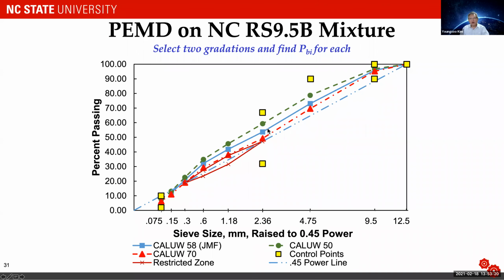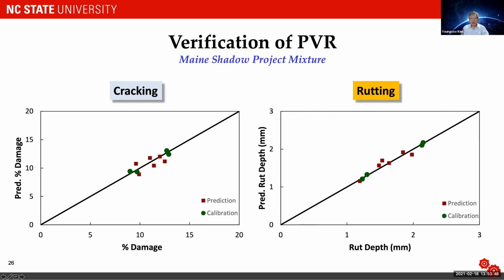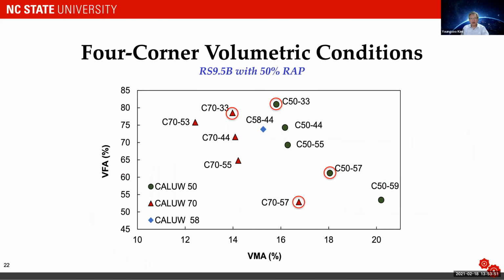So this blue is your existing mix design, the Superpave volumetric mix design. And then we use the Bailey method to widen that gradation as much as we can. Okay, there are certain no-nos in the Bailey method. So within those constraints, we try to widen the gradation. So we get this red and green. Those red and green gradations are the two gradations that you see here.